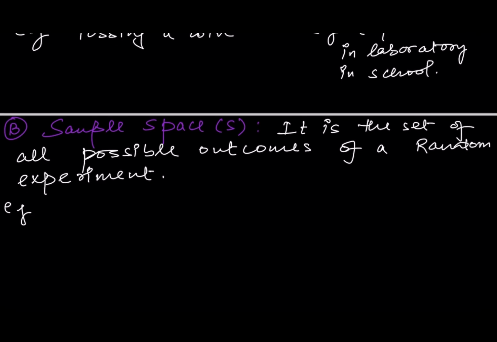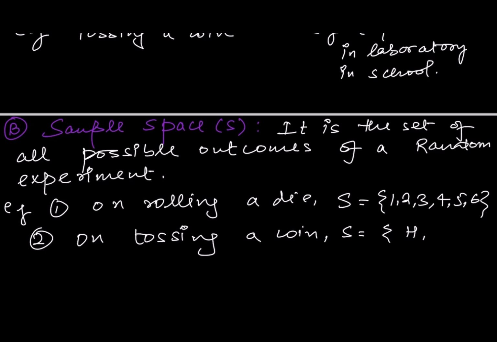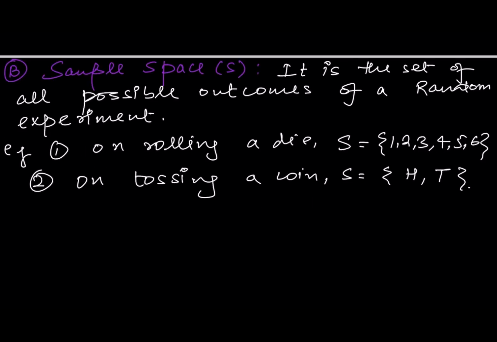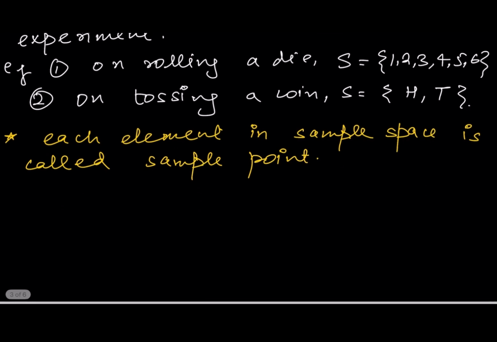For example, first, on rolling a die, sample space S will have possible outcomes as 1, 2, 3, 4, 5, 6. Or on tossing a coin, sample space would be head, tail, right? Also, each element in sample space is called sample point, right?